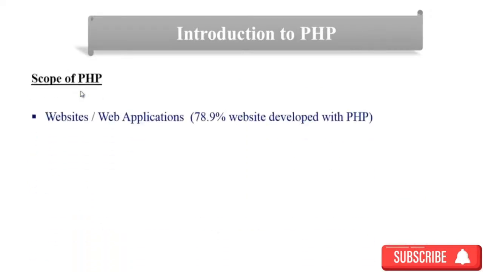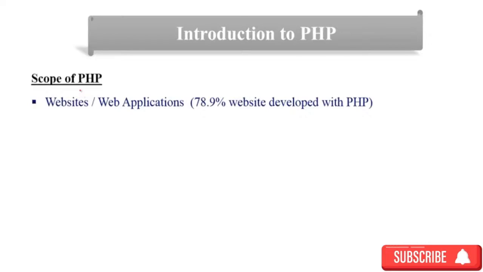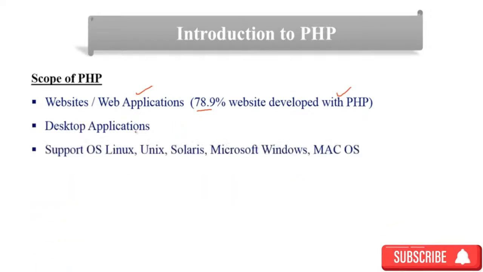Another is the scope of PHP. If we discuss its scope, for websites and web applications, 78.9% of websites are developed with PHP. You can see that this is the highest amount of websites or web applications developed with PHP. Another is that you can also create desktop applications using PHP. It supports different operating systems like Unix, Linux, Microsoft Windows, and Mac operating systems. So you can also create a system that supports such operating systems.